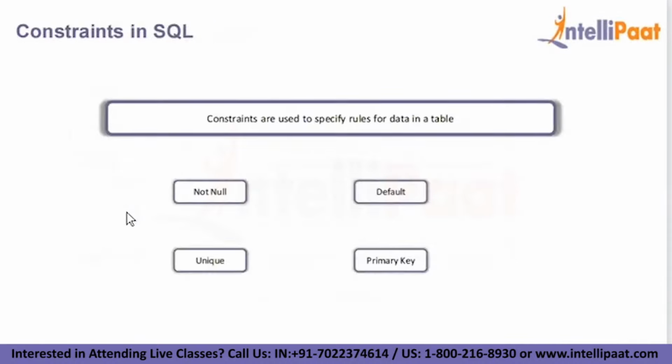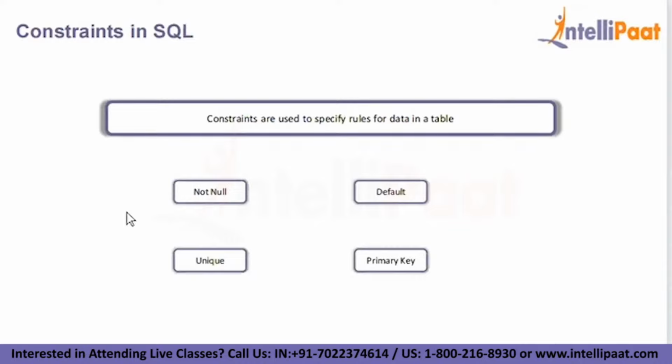Now coming to the next concept, that is the constraints. What are constraints? Why do we need constraints? Let's understand. Constraints mean imposing some restrictions while inserting your data. Whenever you try to insert, it checks whether the rules and regulations have been followed. If the rules are followed, it will insert the data. Otherwise, it will inform you that you cannot insert the data for a particular reason.